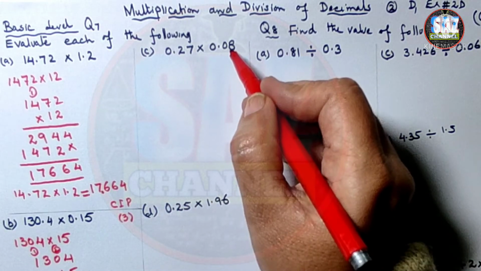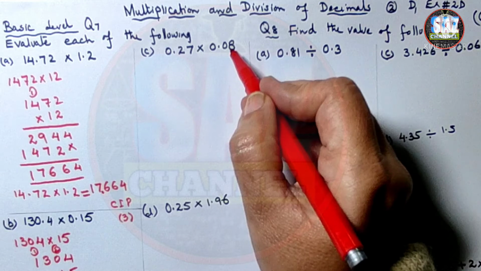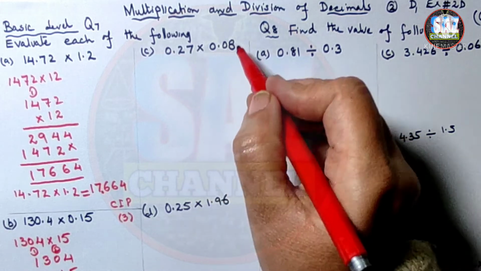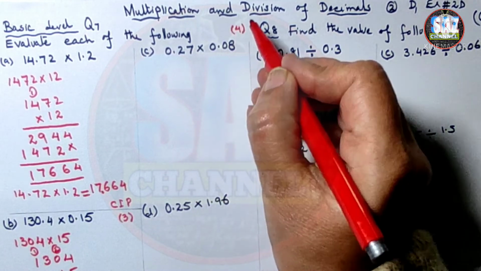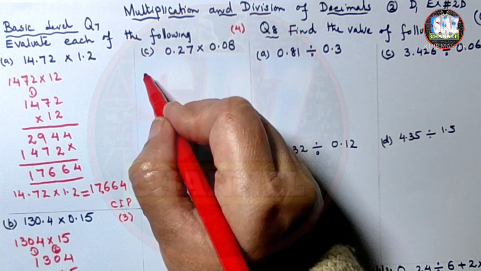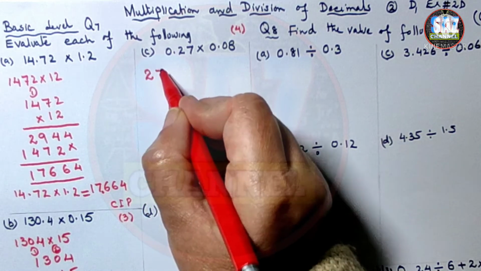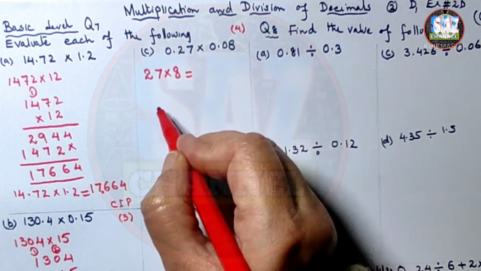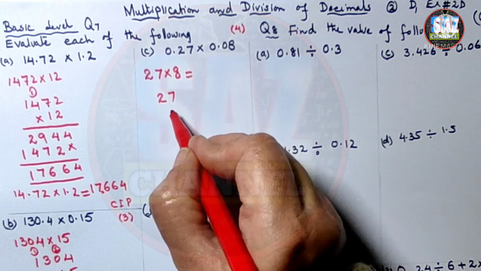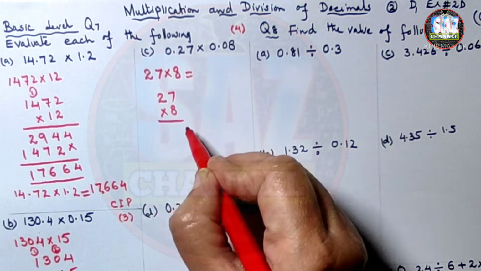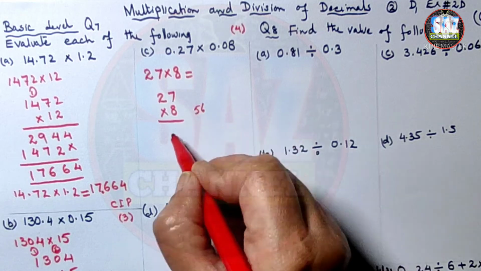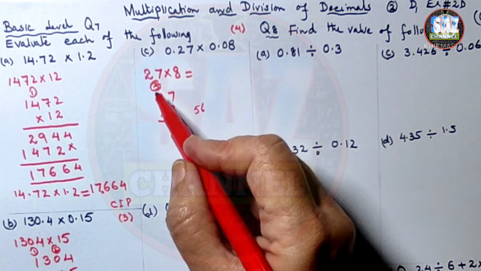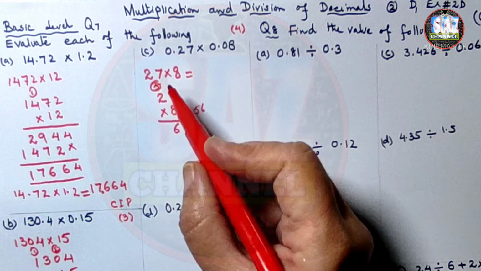Again, if I'm counting the number of digits after the decimal in the question, there are 1, 2, 3, and 4 decimal places, and then I have to ignore the decimal. Then the question will take the form 27 multiplied by 8. And now simply I have to multiply 27 by 8. 8 sevens are 56. And then 8 twos are 16, 16 and 5 makes 21.